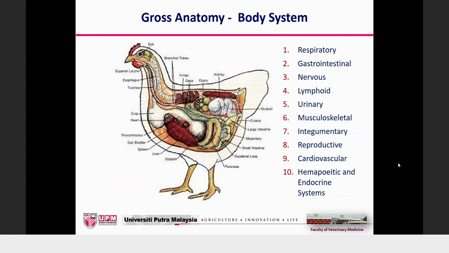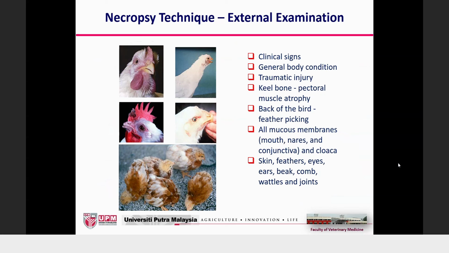This is an example of a chicken. They have the 10 body systems there, given. You can always refer. And this is an example when you do a necropsy in chicken, which is also similar when you do necropsy, whether in ruminants or non-ruminants.